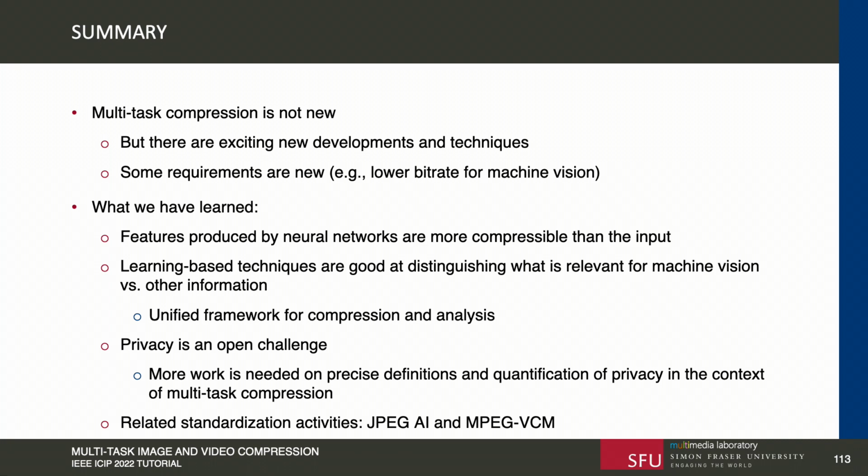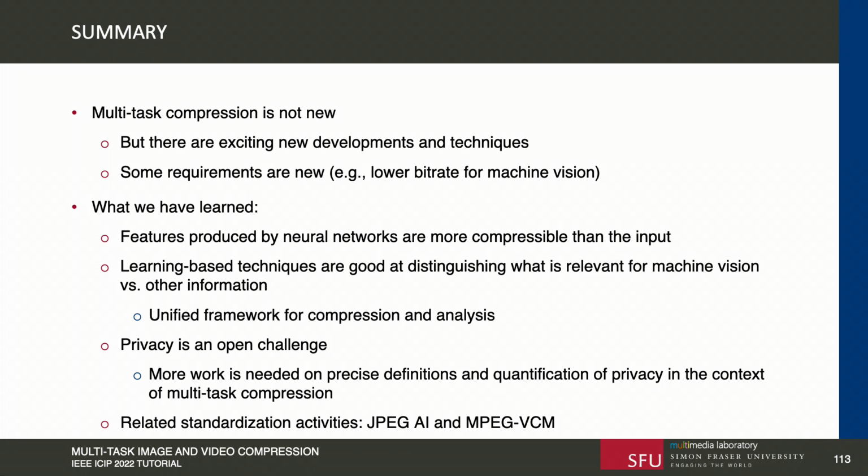Privacy is an open challenge. We need better and more precise definitions of what privacy actually is, and there could be many definitions of privacy depending on what particular aspect we're looking at, and we need agreed upon ways to quantify it in the context of multitask compression.